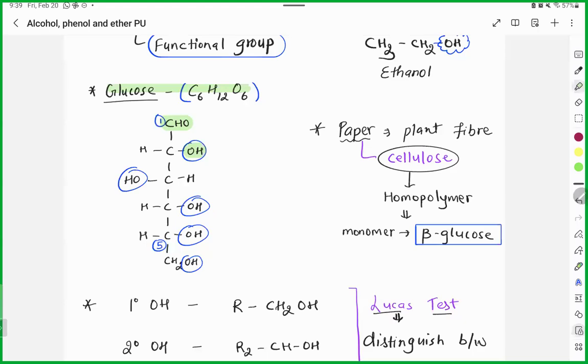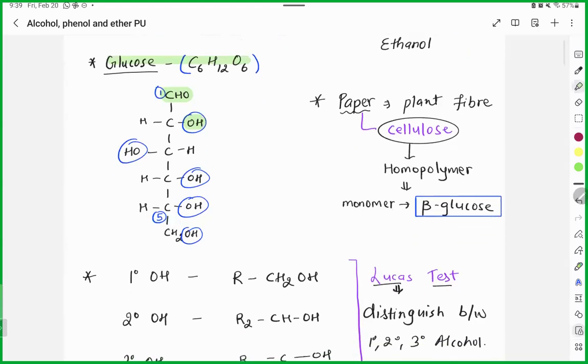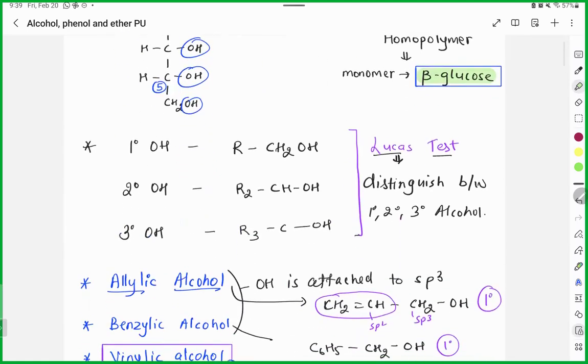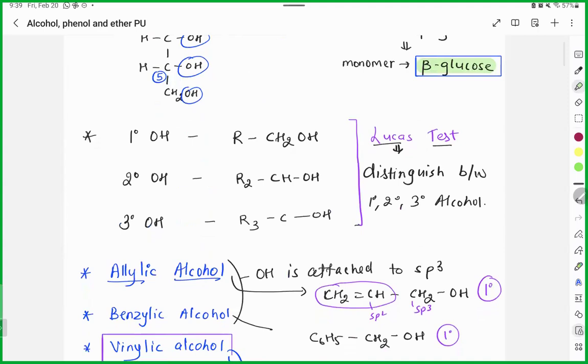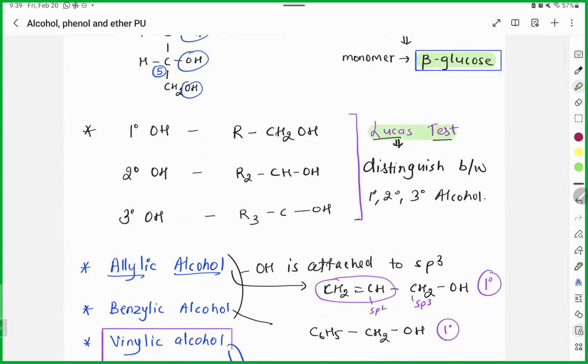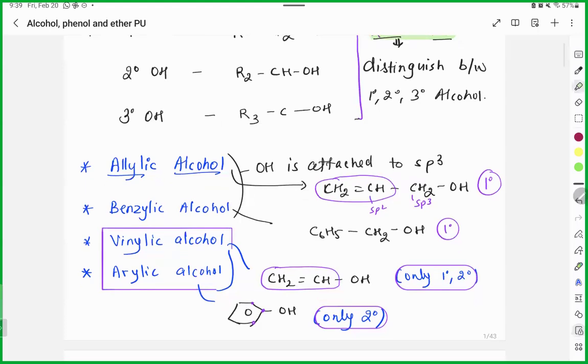If you see the biology part again, plants have cellulose. Cellulose is a homopolymer. Cellulose is made up of beta glucose. Glucose again is made up of alcohol. It means cellulose contains alcohol. You know about the primary, secondary, and tertiary alcohol, attached to one primary, two secondary, and three tertiary. To distinguish this, we will discuss the Lucas test to differentiate between the primary, secondary, and tertiary. Tertiary is highly reactive and primary is very less reactive.